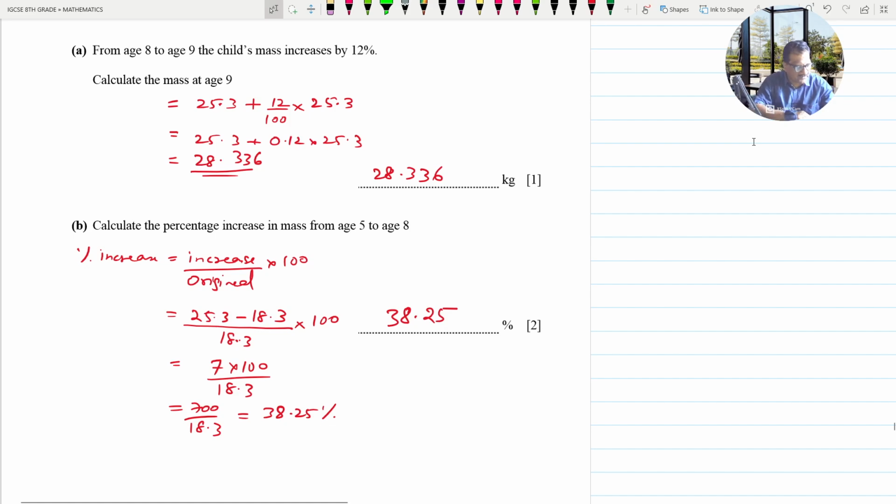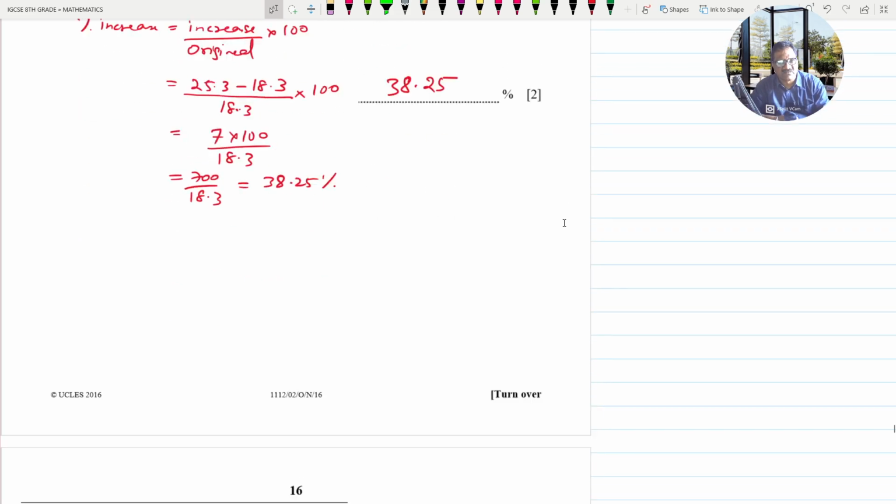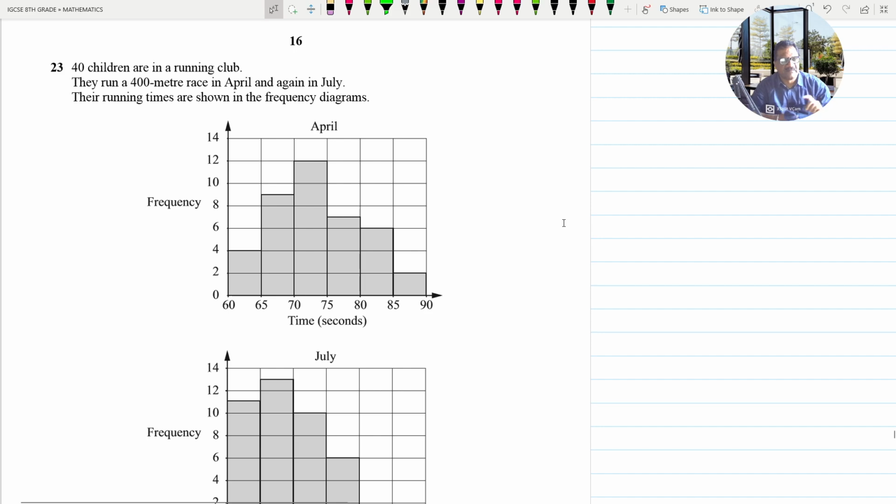Now let us go on to question number 23. So question number 23 is over here. Now here he says that 40 children are in a running club. They run a 400-meter race in the month of April and again in the month of July. The running times are shown in the frequency diagrams. So he has given you a frequency distribution for the 2 months, that is April and July, and you have to answer these questions.